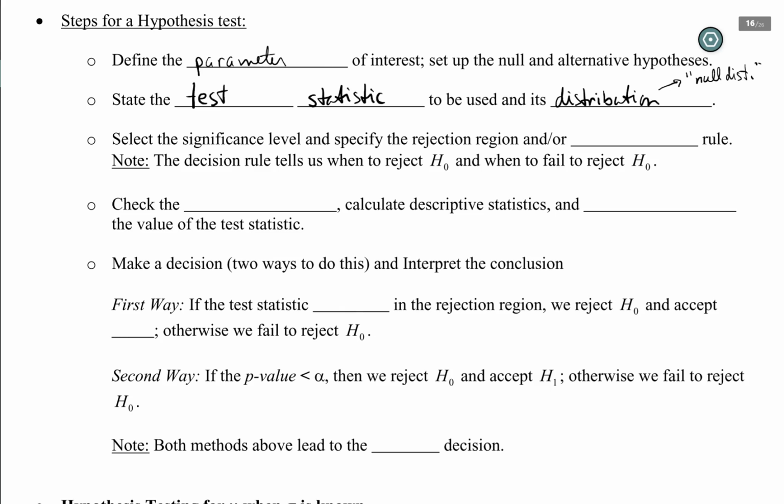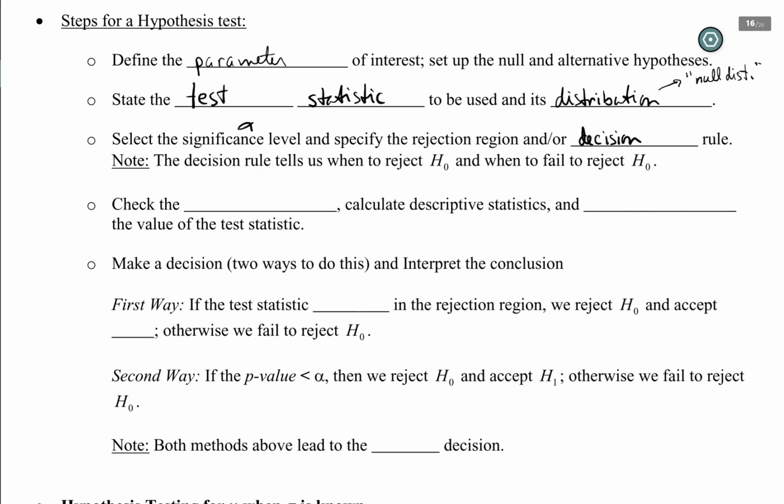Step 3, you select a significance level, that's an alpha, and specify the rejection region and/or the decision rule. Now, the decision rule tells us when to reject H0 and when to fail to reject H0. It just puts into words the picture of the rejection region.